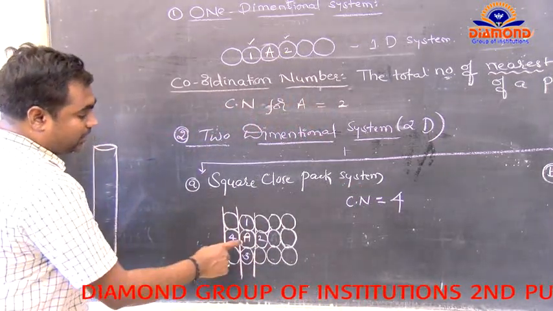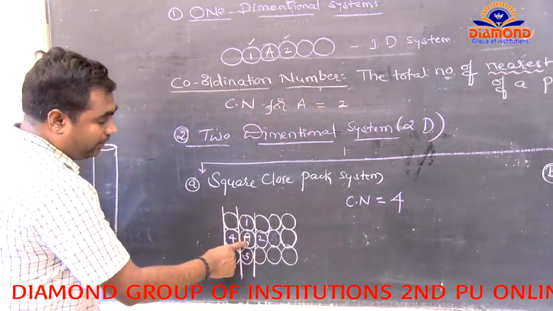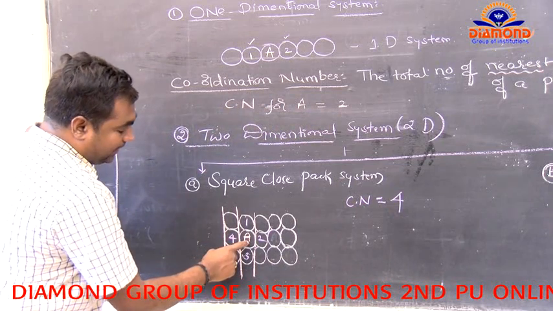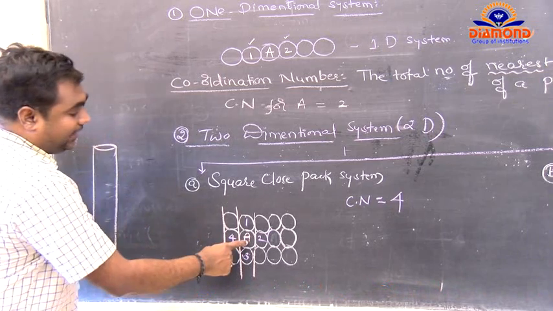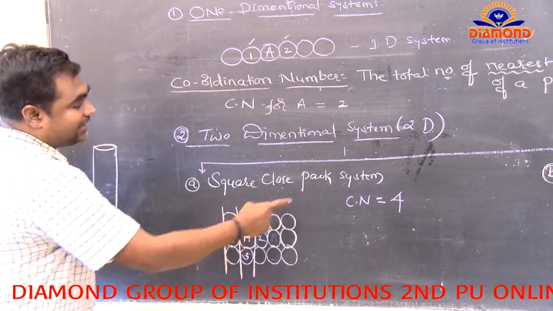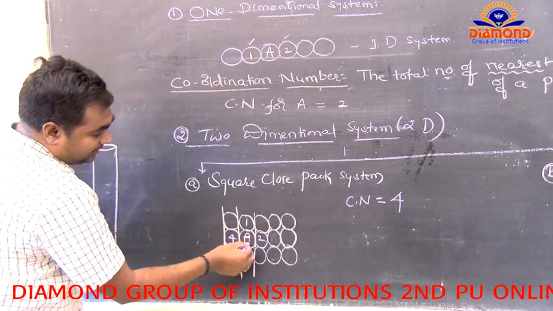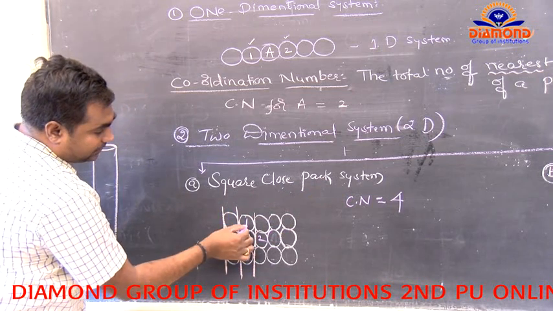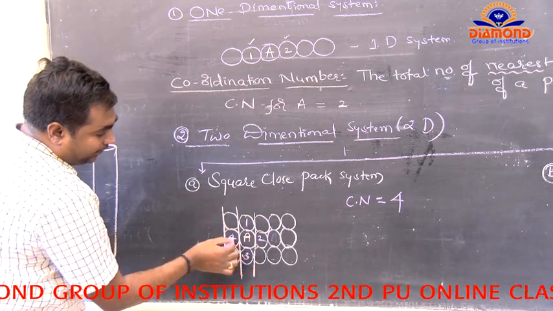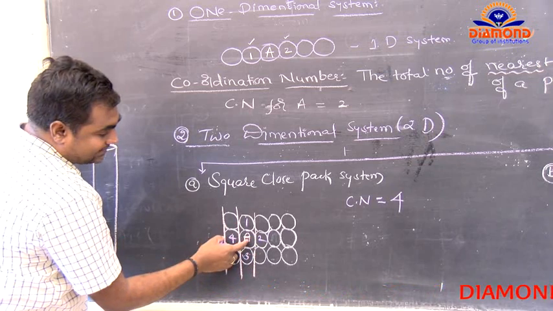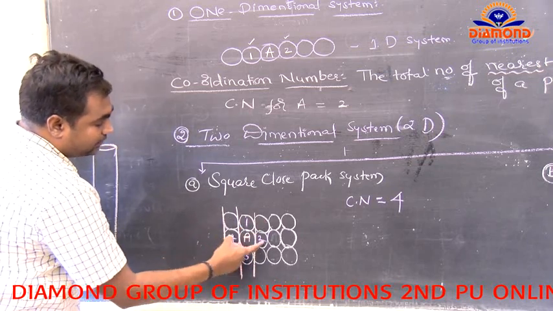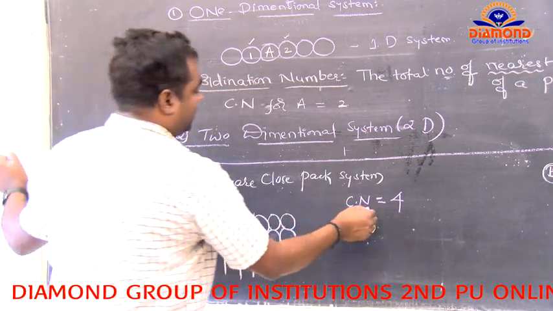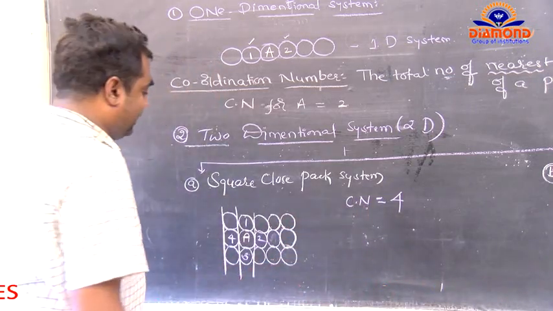Got it? Here is one atom that belongs to A. Now this atom is in contact with how many atoms? That is taken as the coordination number. So this atom is in contact with 1, 2, 3, 4 only. But it is not in contact with this and this. Right? 1, 2, 3, 4 is the coordination number.